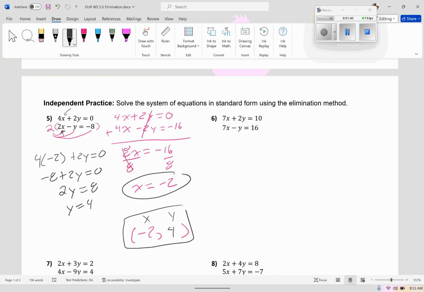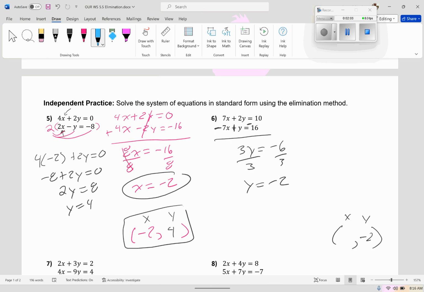Problem number 6. Looks like if we multiply the entire bottom by a negative, look at that, I just changed the signs, add them together, the x's cancel out, and I get 3y equals 10 minus 16 is negative 6. Divide both sides by 3, so y is equal to negative 2. So that's my second part of my answer, the y value.